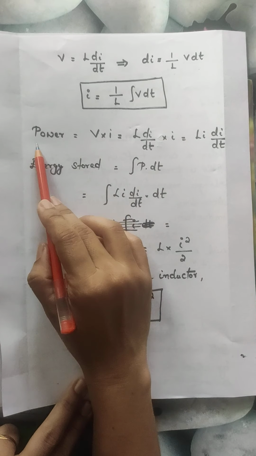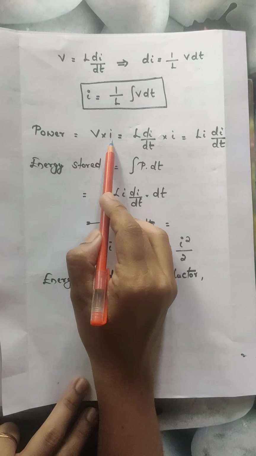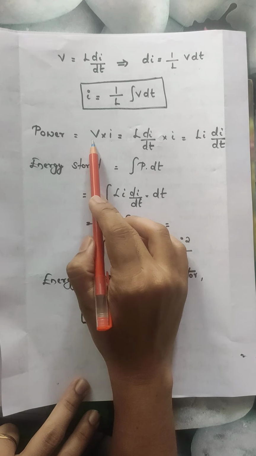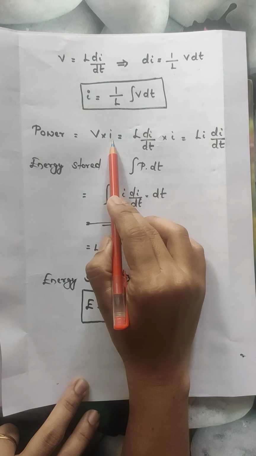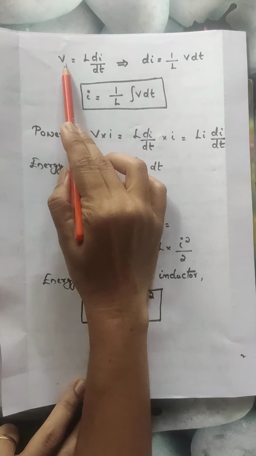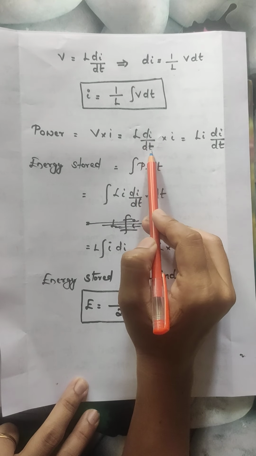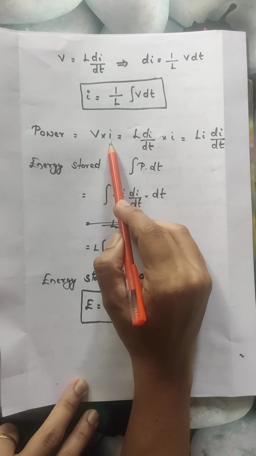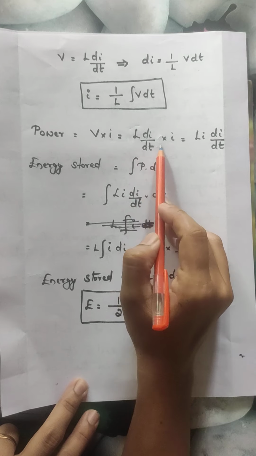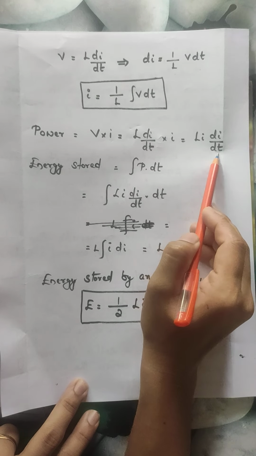Now let us find out the power in this inductor. We know the equation for power. Power is the product of voltage and current. For an inductor V is equal to L into di by dt, so power is L into di by dt into current I, which is L I into di by dt.